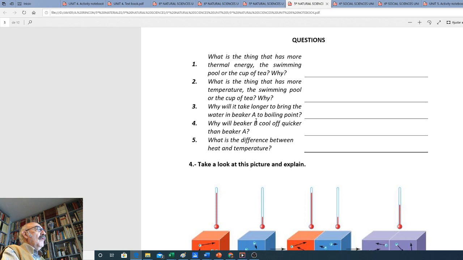Why will it take longer to bring the water in beaker A to boiling point? The boiling point in the case of water is 100 Celsius degrees. Okay, each liquid has its own boiling point, and in the case of water, the boiling point is 100 Celsius degrees. And why will it take longer to bring the water in beaker A to boiling point? Why is it?